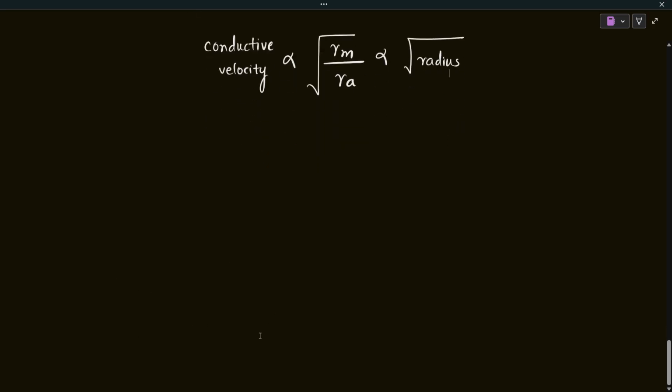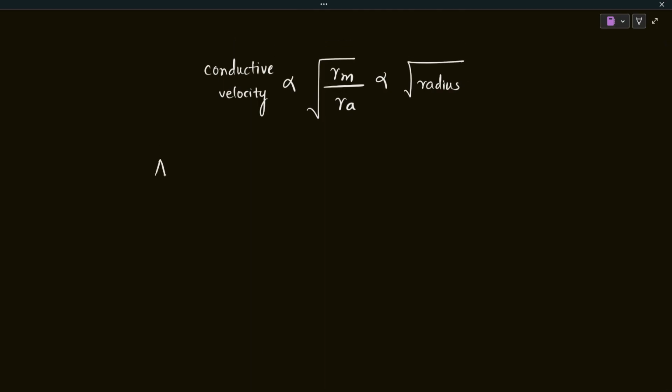So that is why when we say that the axons which are larger and thicker, means the radius is higher, radius is also large. So axons which are larger and thicker have high conductive velocity. Whenever you come across this sentence, now you will remember why.